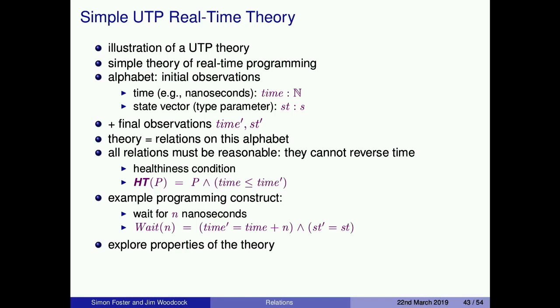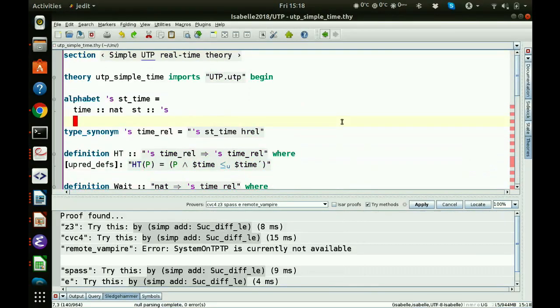Right, so let's drop into Isabelle and see how this works. Here we're doing exactly what we said: creating an alphabet for our theory. It has two variables associated with it: time of type nat and st of type s. This is a parametric alphabet, so we can add any other state space that we like as a parameter. I can add whatever program variables I like, and it will just carry them as a parameter.